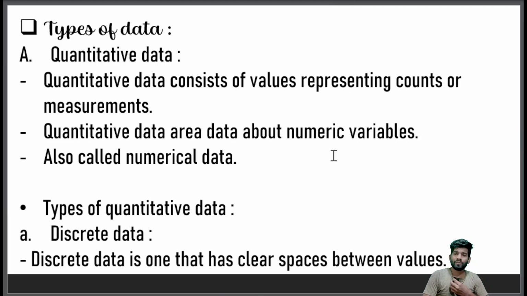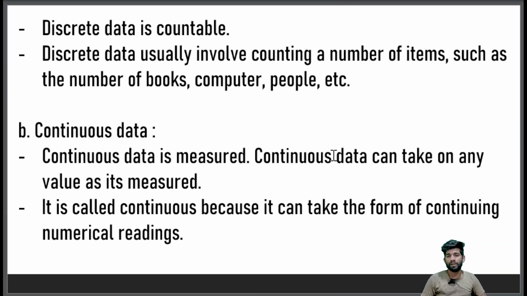Then first, quantitative data. Quantitative data consists of values representing counts or measurements. These are numbers. Quantitative data are data about numerical variables, also called numerical data. There are subtypes in quantitative data. The first one is discrete data. Discrete data has clear spaces between values. Discrete data is countable. We can count that data. Discrete data usually involves counting a number of items such as the number of books, computers, people, etc.